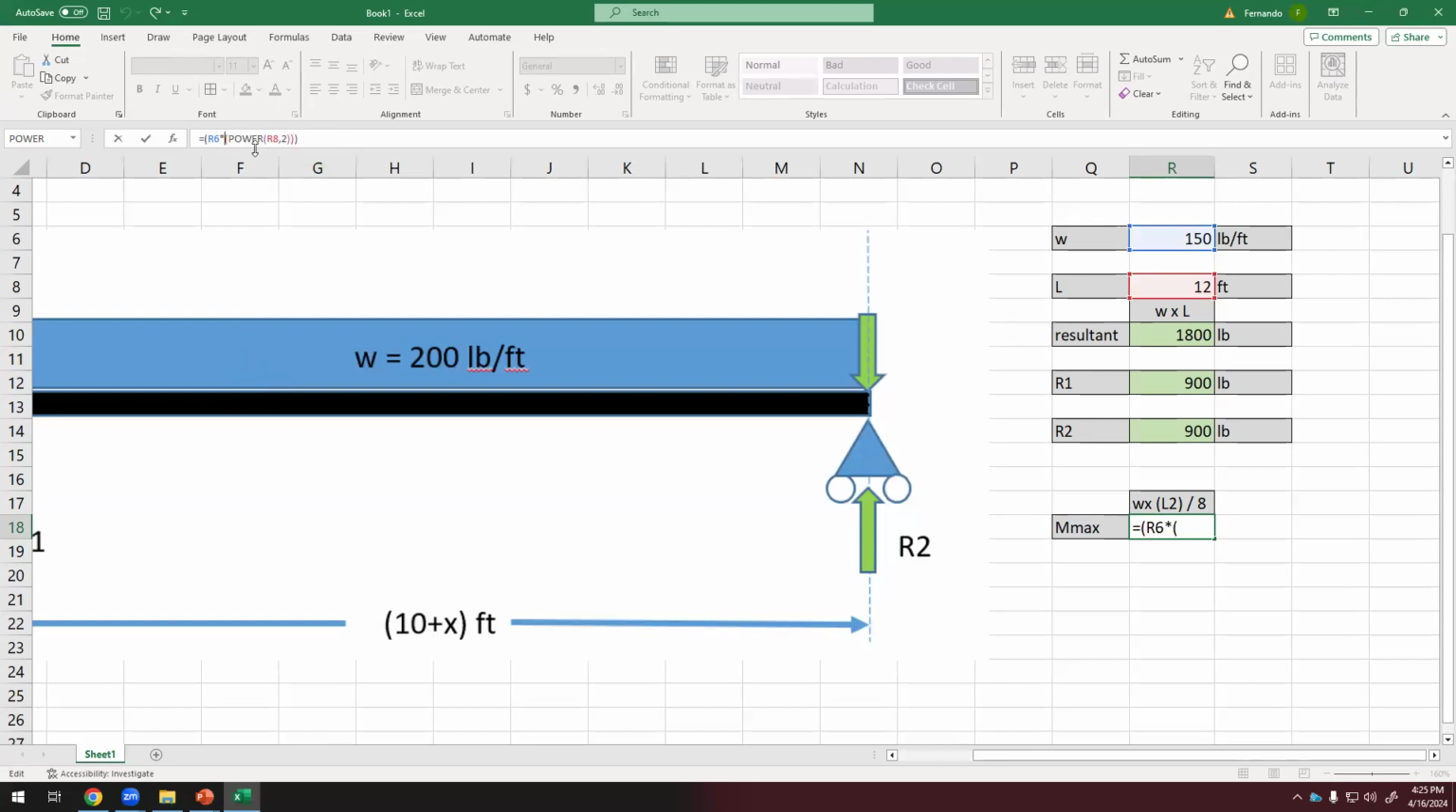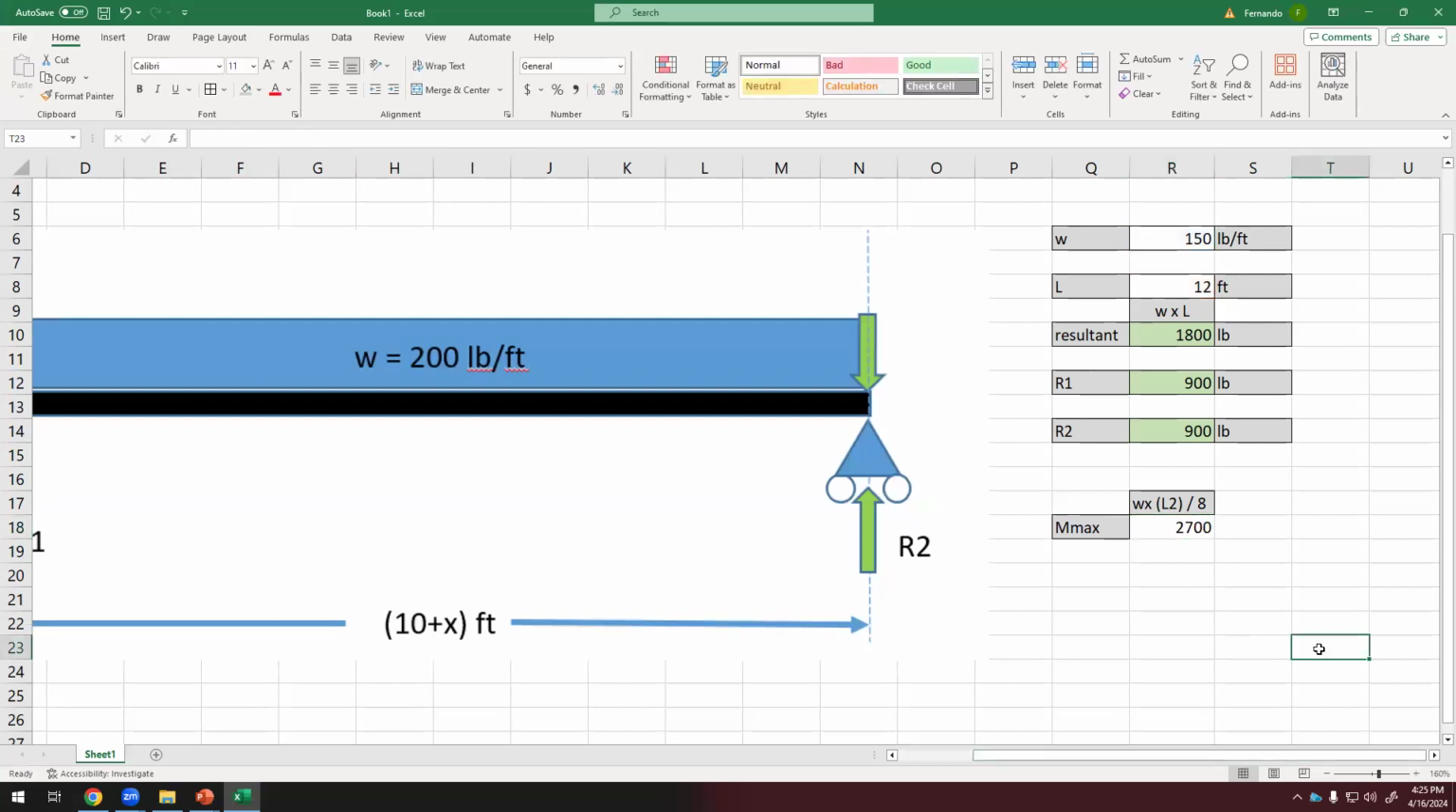But now I have this first parenthesis, this. So in here, I have to divide by 8. Okay, but I have to divide by 8 in the right order. So remember, we have parentheses, R6, parentheses, power, parentheses, R8, 2, close parentheses, divide 8, close parentheses. Okay, so if I have opened 3 parentheses, 1, 2, and 3, now I have to close 1, 2, and 3. And then I click OK.